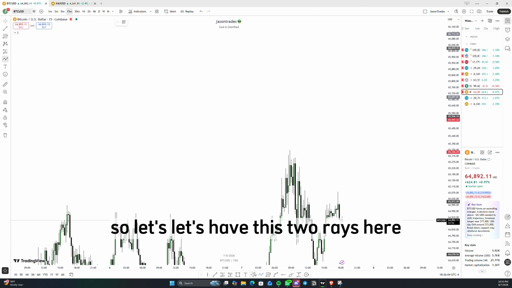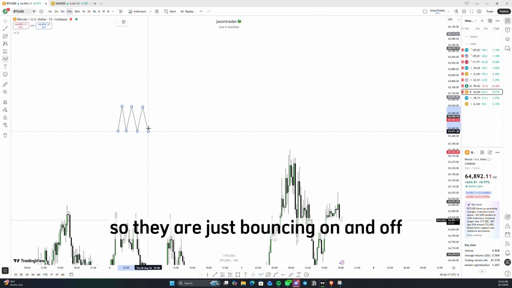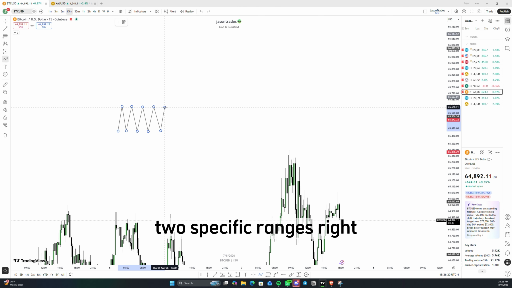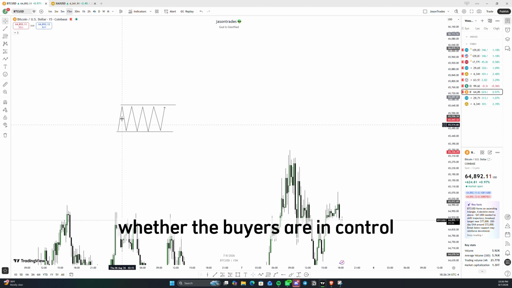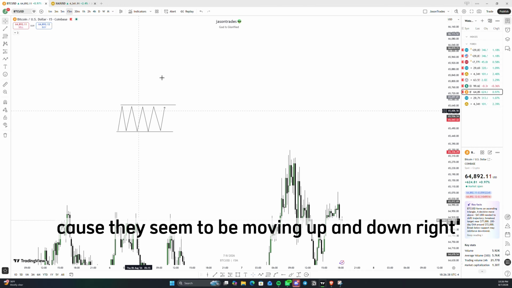So let's have these two rays here. So price is moving up and down. They don't really have a defined directional bias yet. So they are just bouncing on and off specific ranges, right? So this is what they are trying to talk about. They are bouncing off this high and they are bouncing off this low. So price doesn't have any real direction yet. We don't know who's in control, whether the buyers or the sellers, because they seem to be moving up and down.